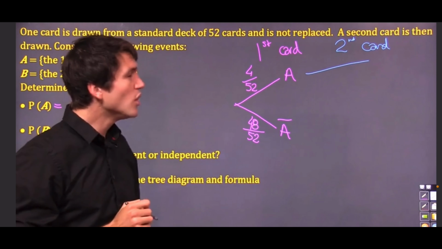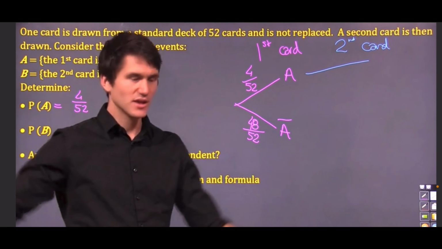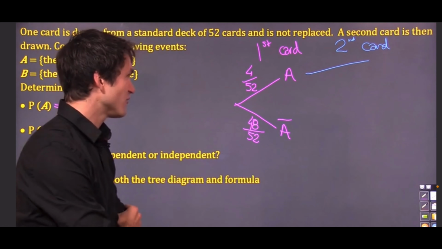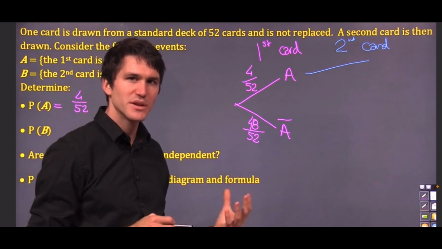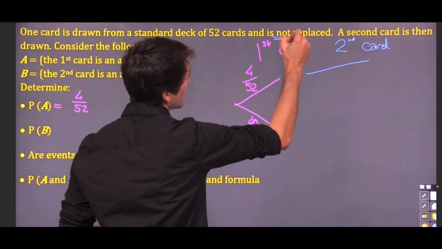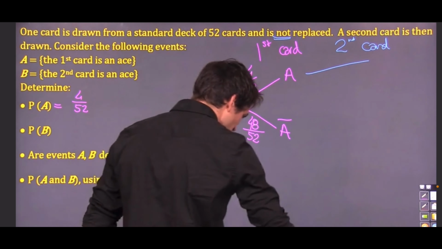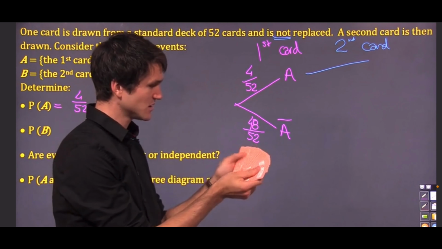Now, note that we're out of the addition rule. We're out of that thing where it's one event only and we're not worried about it. For the multiplication rule, you always have to condition on what happened in the previous thing. Note here that it's not replaced. So I've got my deck of 52 cards.